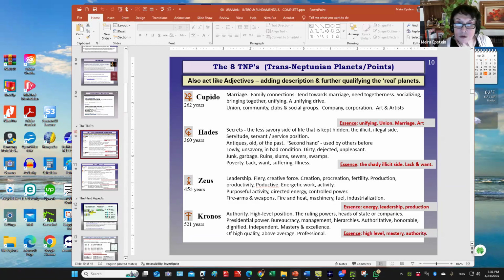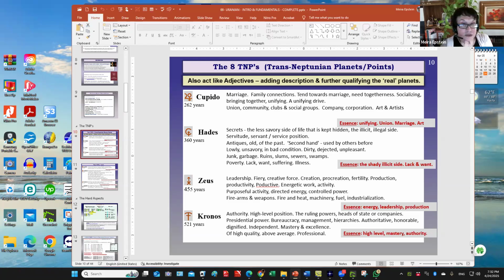So look at each of these names: Cupido, Hades, Zeus, Kronos. There are 8 of them. This is 4. Look at the number of years of their orbit. Cupido is the fastest, 262 years. So you'll not get a Cupido return in your life, not even half a cycle. So these things move very slowly by transit. They move, but very slowly.